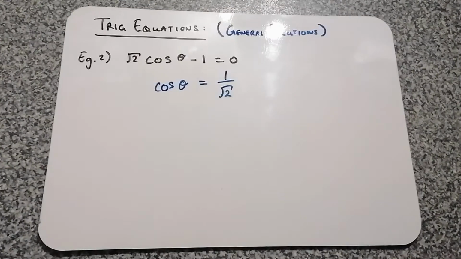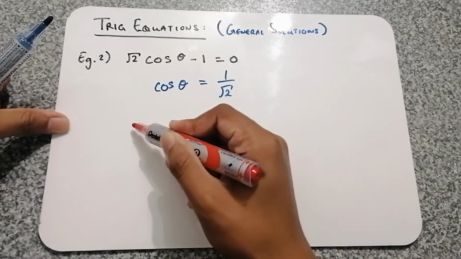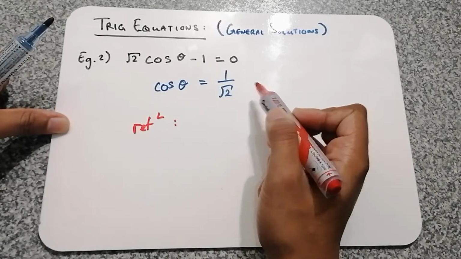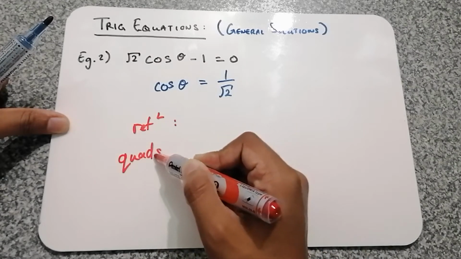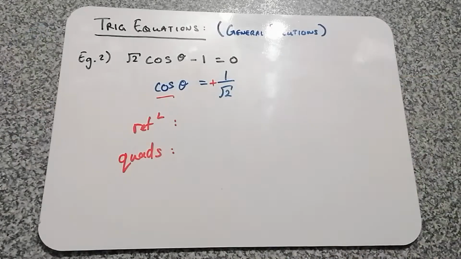Okay, but now I still need to solve theta, the angle. Now in order for me to do that, I need to find two things. First of all, I need to get a reference angle for this equation, and then I also need to find the quadrants where cos is positive in this case. Okay, so if you remember our previous example, you can just compare the two scenarios.